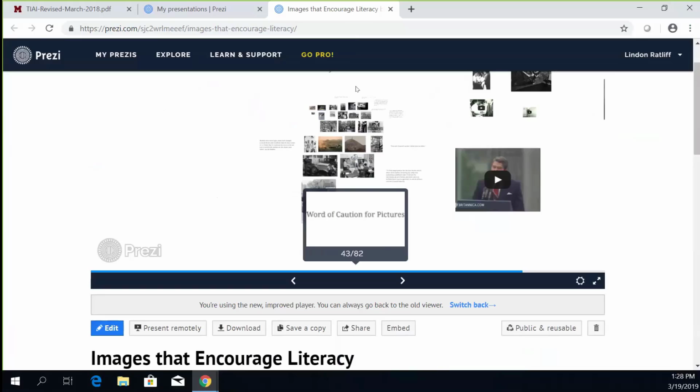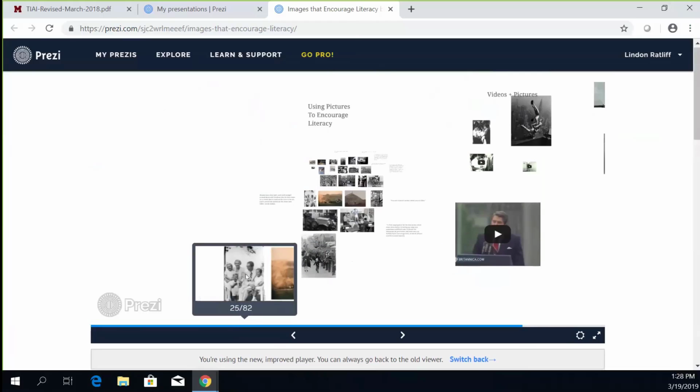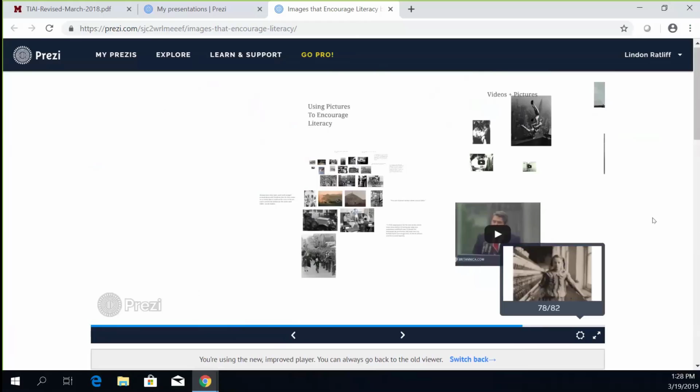So I did 2 things today. To recap, I went over the TIAI, so you'll be ready for that when you student teach. And the second thing I did was I taught you how to use pictures to enhance your instruction and put those in Prezi. I'll probably do a homework assignment where you have to use Prezi. Have you done it before?